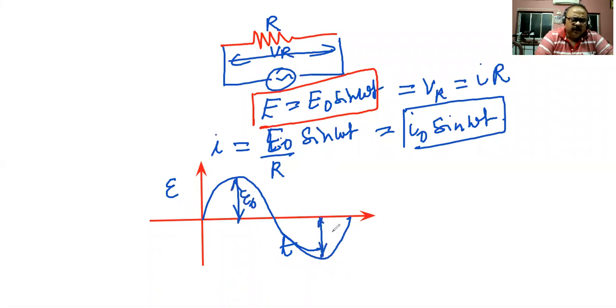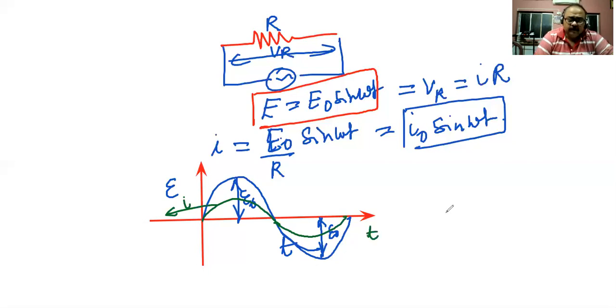Now if I want to draw the current over here, how will the current look? If I draw with a different color, it will follow the same pattern, something like this. So this is how the current can be shown. This is very, very important. Is it clear to all of you? So this is actually the variation of current, and this is your EMF, with time.